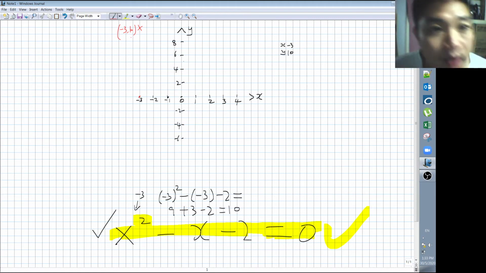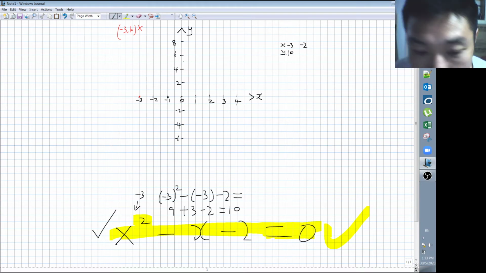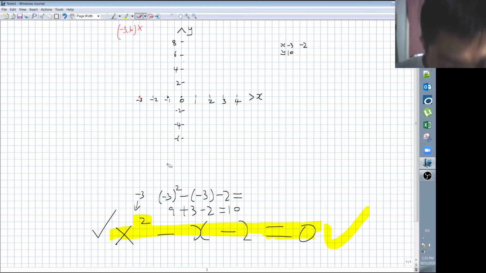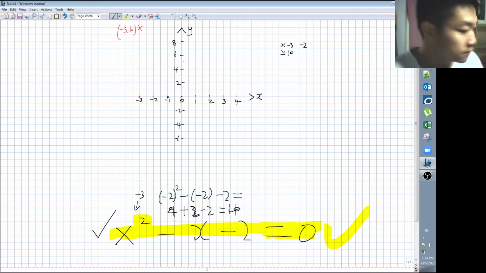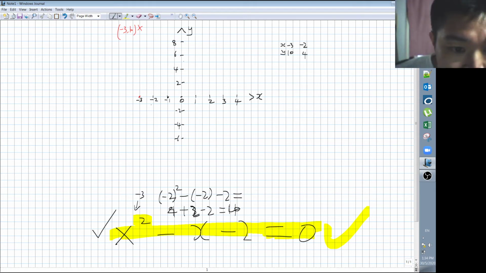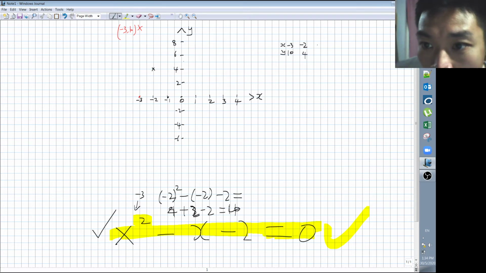Okay, now let's move on. Let's plot some more points. So when your x is equal to minus 2, you replace your minus 3 here with minus 2. And what do you get? You get 4 here, and you have plus 2 here. So you will end up with 4. So when you have minus 2 and then you have 4, you plot the point here, right?